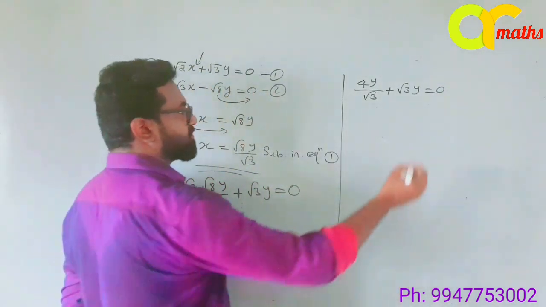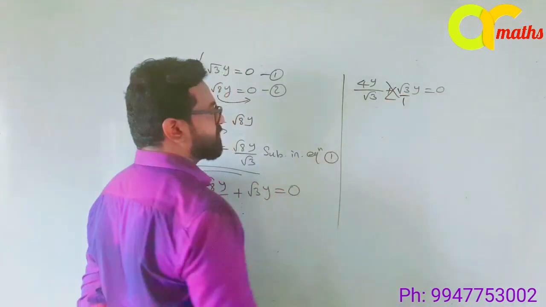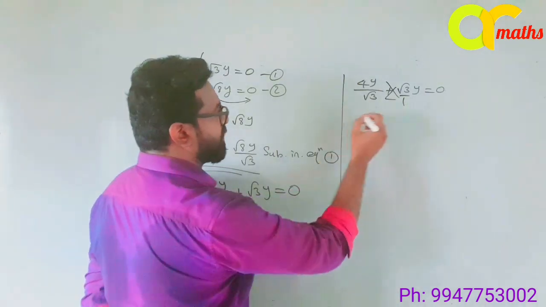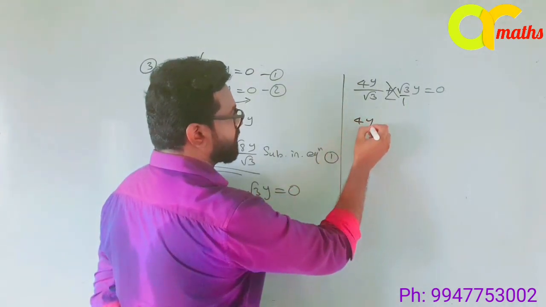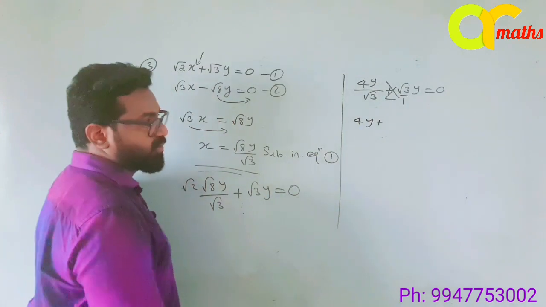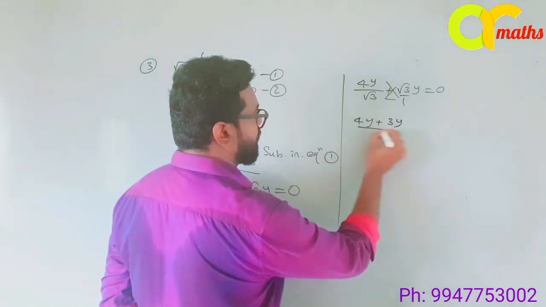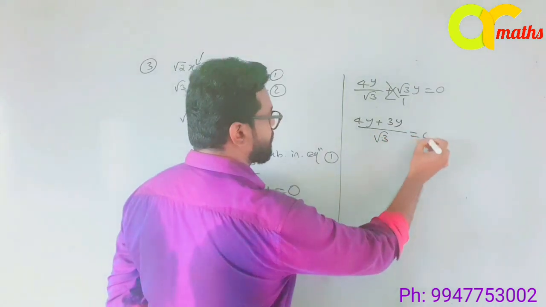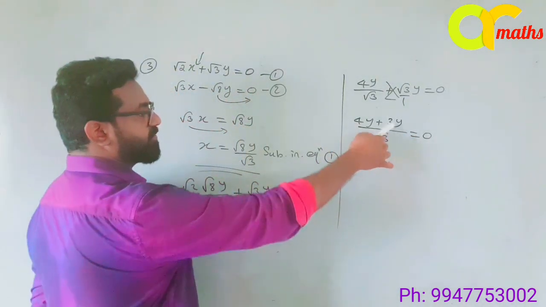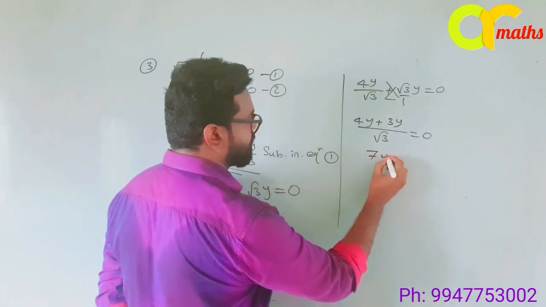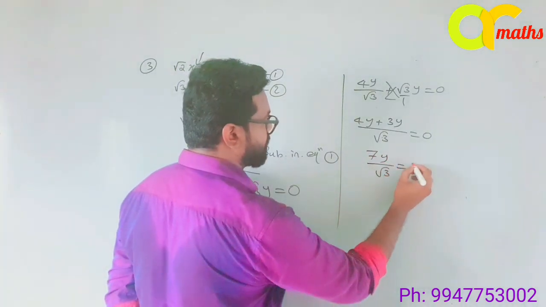Then next cross multiplication. 4y into 1, 4y plus root 3 into root 3, root 9. What is the value of root 9? That is 3y divided by root 3 equal to 0. What is 4y plus 3y? That is 7y divided by root 3 equal to 0.